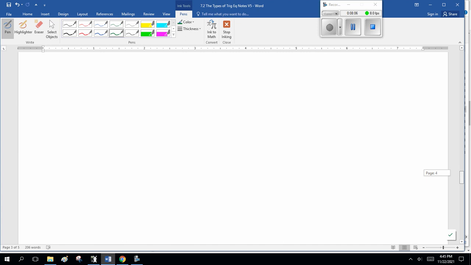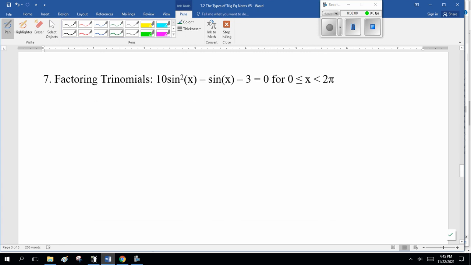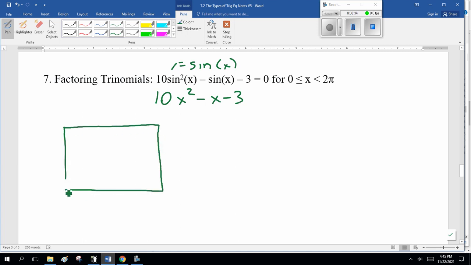So, factoring trinomials. 10x squared minus sine of x minus 3 equals 0. Now, where have you seen something like this before? Well, we've done quadratics. If we let x equal sine of x, this becomes 10x squared minus x minus 3. Now we have to factor this. This goes back to chapter 1 and 2.